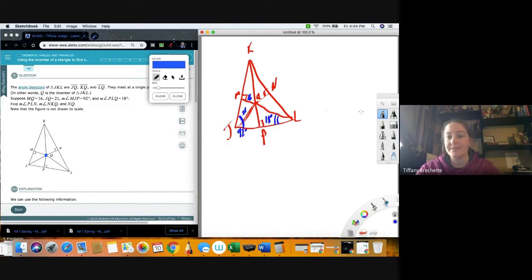And then they want us to find, I'm going to use orange, PLN, so they want us to find this whole angle here. And NKQ, so they want us to find this piece here. And the last one is NQ, so they want us to find this length. All right, so I'm going to write these over here: PLN, NKQ, and NQ. All right, so I want these three pieces here.